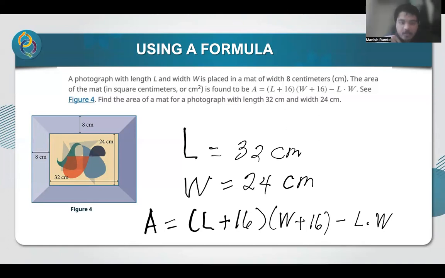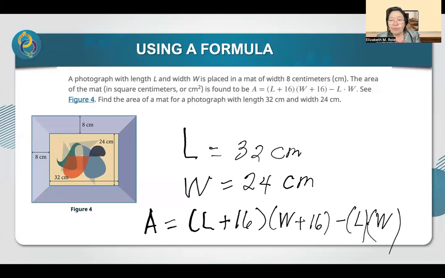Is it 1888? Try again. L times W, length times width. So try again. That's good. So instead of L, put 32. Instead of W, put 24. Actually, you can write that L times W like this. It's multiplying length times width.